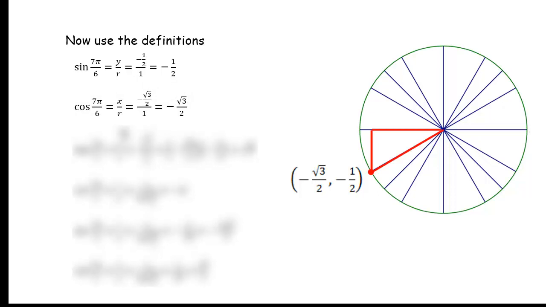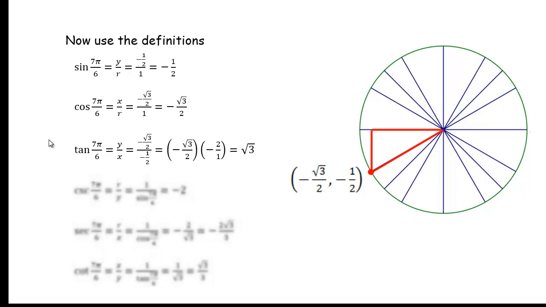Cosine is x over r. R is 1, by the way. I'm on a unit circle, meaning r is 1. Cosine is x over r, negative root 3 over 2. Tangent is y over x, which is negative root 3 over 2 over negative 1/2. The minuses cancel. And to divide two fractions, I multiply by the reciprocal. The 2's cancel, and I get positive root 3.